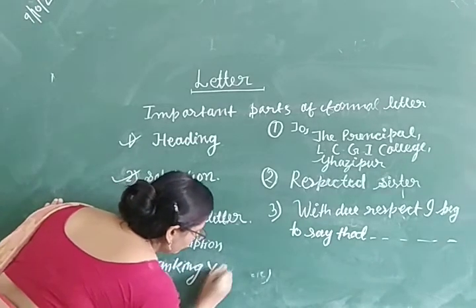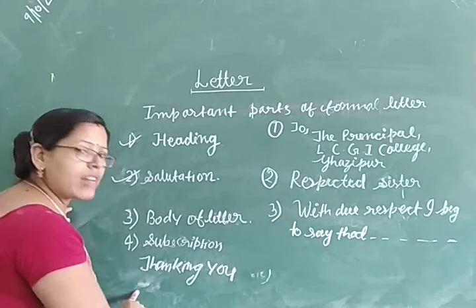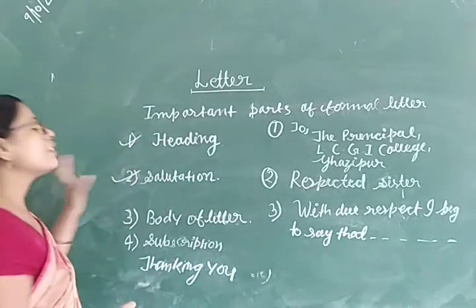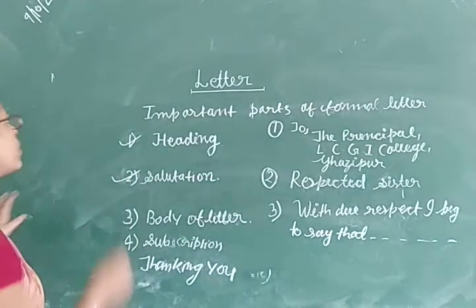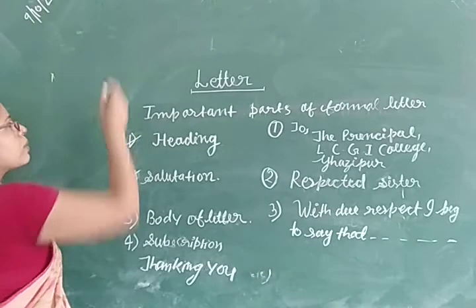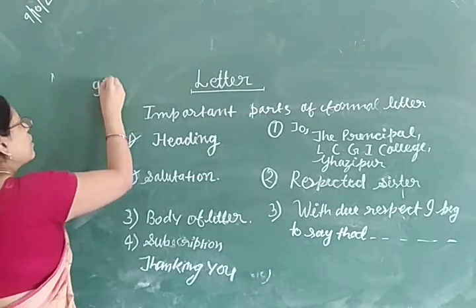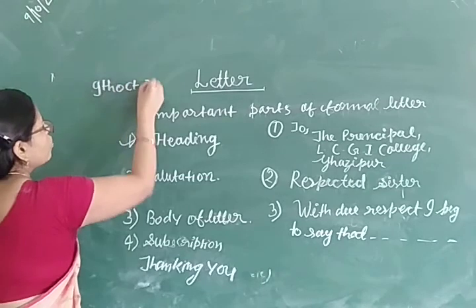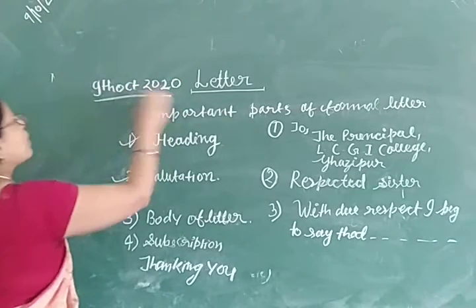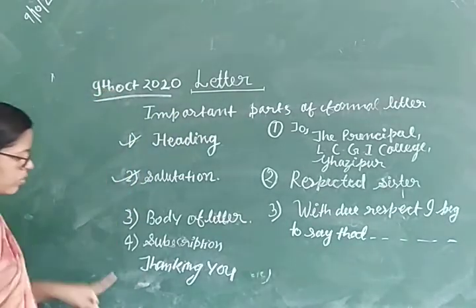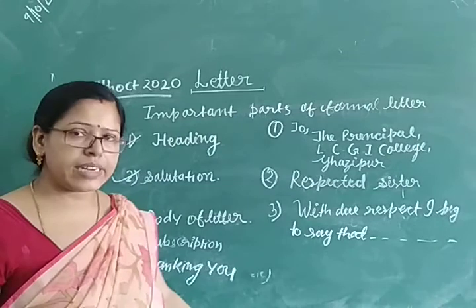Thanking you, and just below thanking you, you will write the date. And what is the correct way to write the date? Suppose that today is 9th October. So the proper way to write the date is this: 9 October 2020. Like this we will write. Alright. So just below the thanking you, you will write down the date.